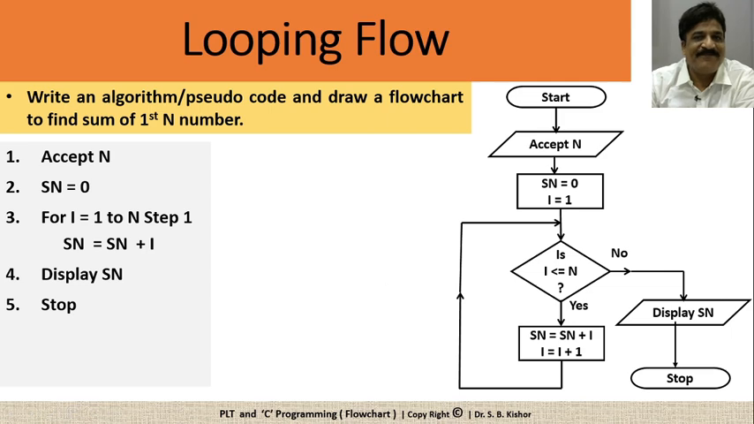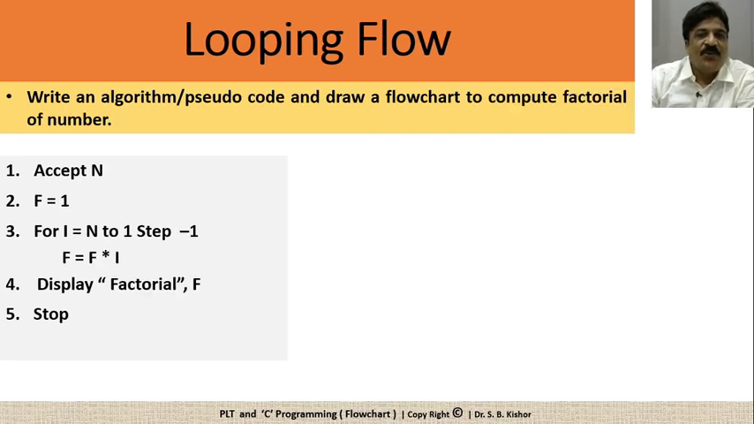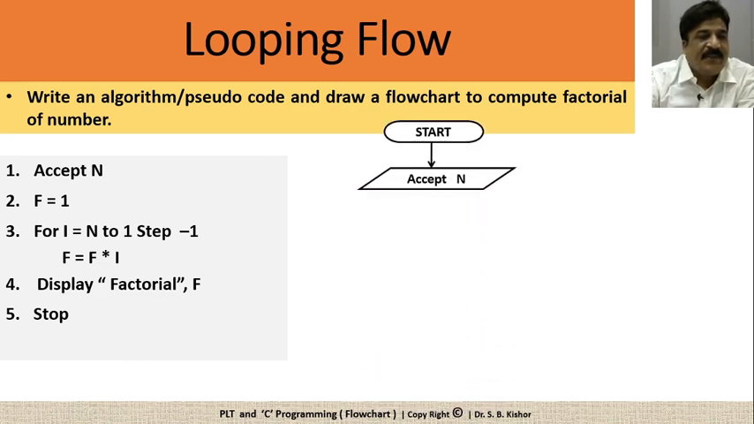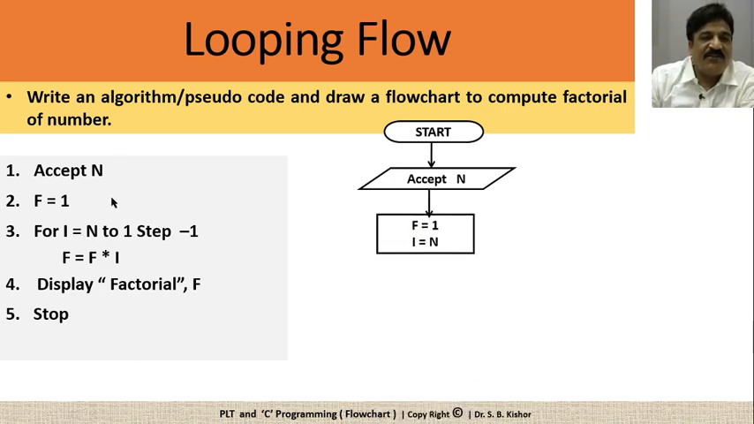Okay. Now, to compute the factorial of a number, initially accept the value of n. Okay. Then the value of f is what? 1. Similarly, the value of I initially is what? It's n, the value that you have accepted. Okay, and this process will be continued as long as the value of I is greater than 1.